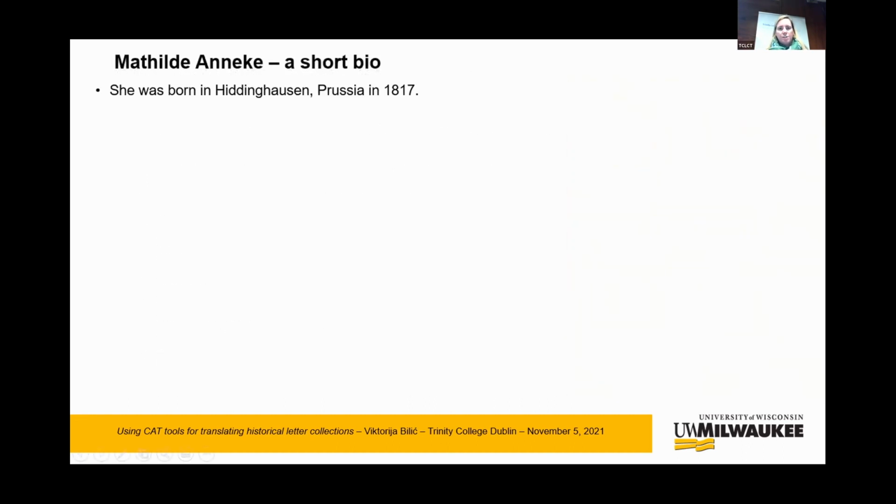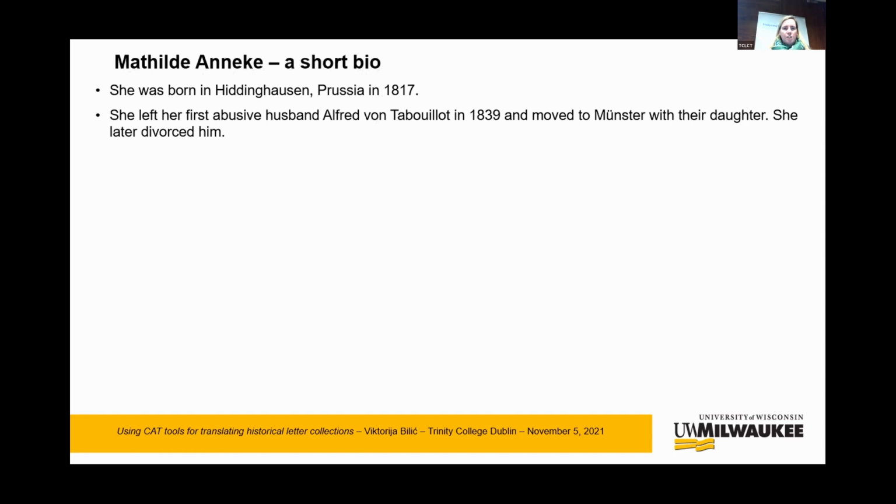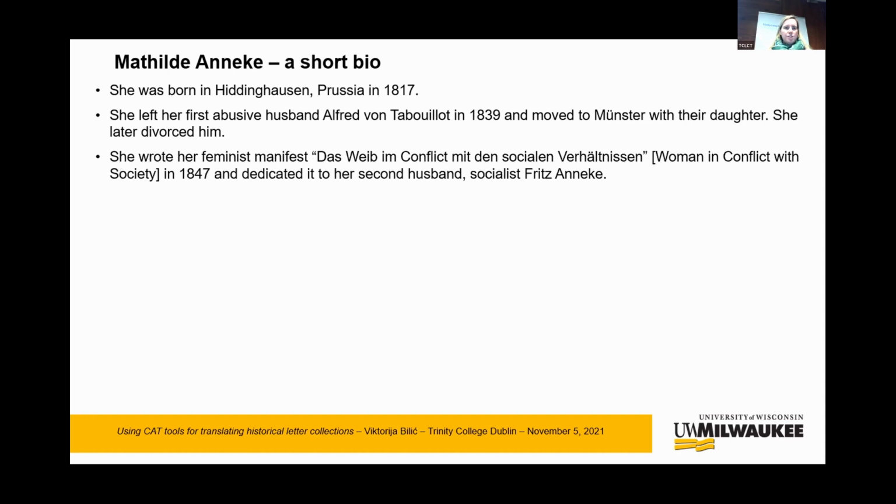She was born in Hiddinghausen, Prussia in 1817. She was radical also in the sense that she left her first abusive husband, Alfred von Tabouillot, in 1839 and moved to Münster with their daughter, and she later divorced him when it was, of course, in those days, not typical to get a divorce, especially not initiated by the woman. She wrote her feminist manifesto, Das Weib im Konflikt mit den sozialen Verhältnissen, Woman in Conflict with Society, in 1847, and she dedicated it to her second husband, socialist Fritz Anneke. They married that same year.